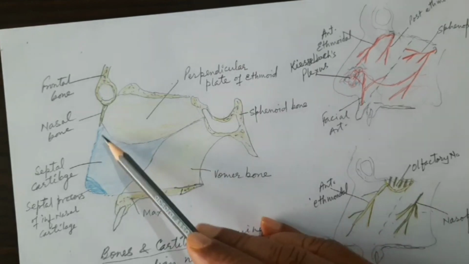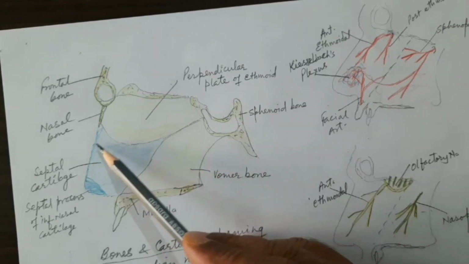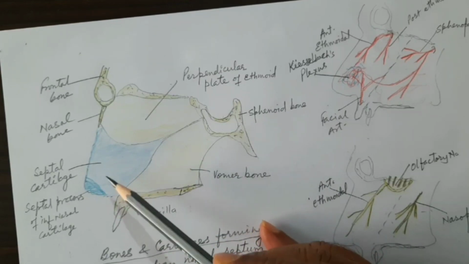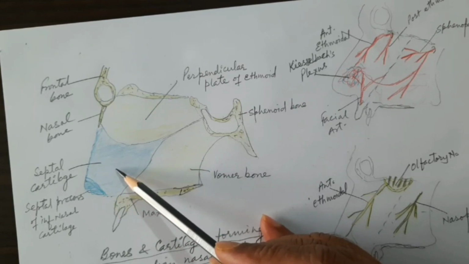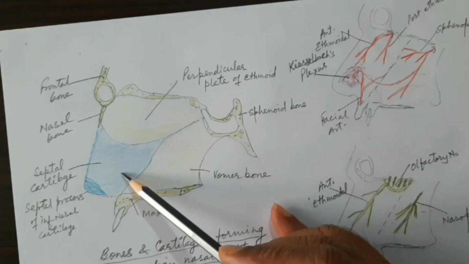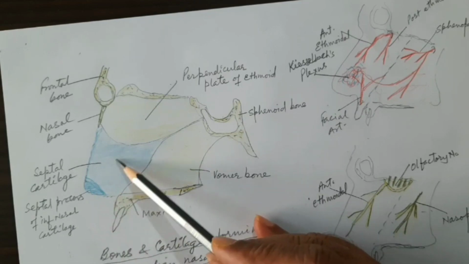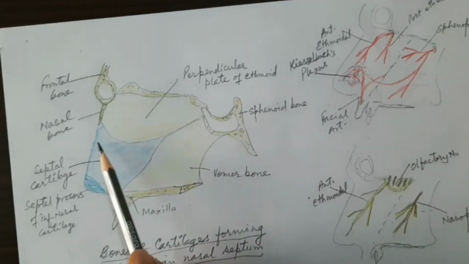In between, there is a triangular gap between the inferior margin of the perpendicular plate of ethmoid and the anterior margin of the vomer bone, and this gap is filled by cartilage. This is called the septal cartilage, which is hyaline cartilage. It occupies the space between the ethmoidal perpendicular plate and the vomer, lying anteriorly. There may also be a small lowermost septal process of the nasal cartilage, which fills the gap as well.